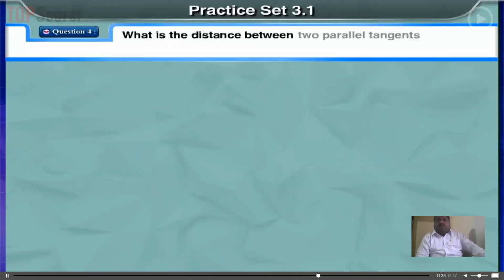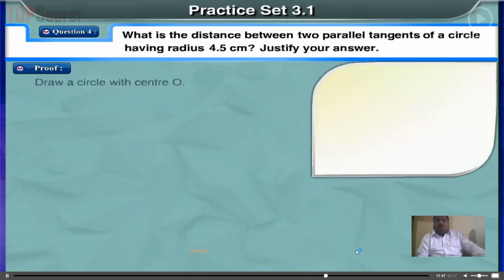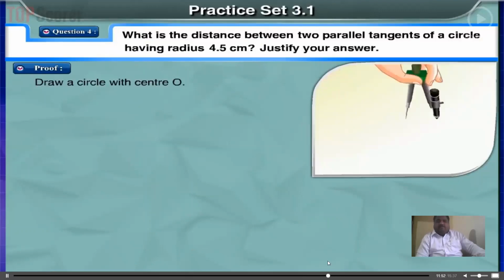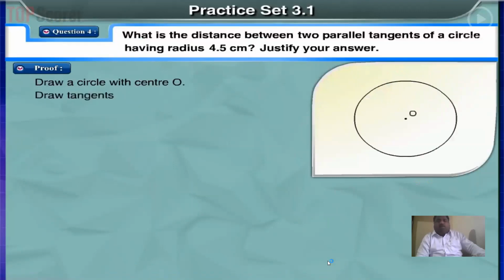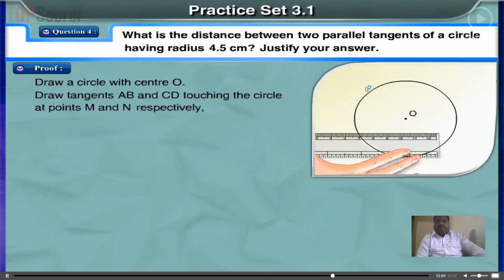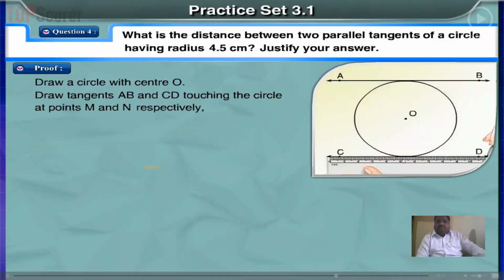Now let us see the question number 4. What is the distance between two parallel tangents of a circle having radius 4.5 centimeter? Justify your answer. Draw a circle with center O. We have drawn a circle where O is the center. Draw a segment AB and segment CD touching the circle at the point M and N.